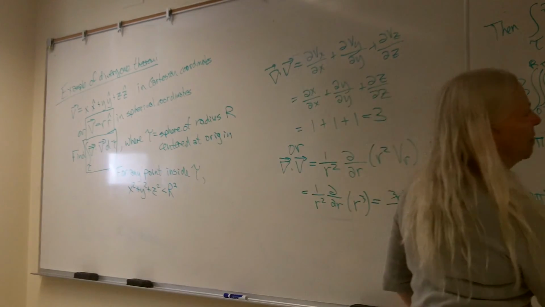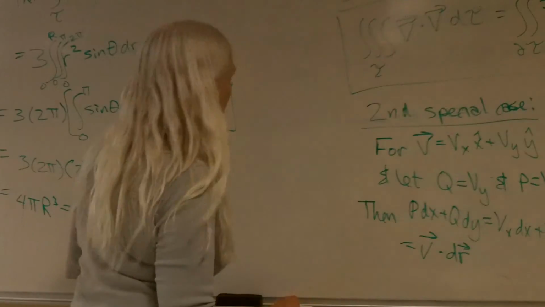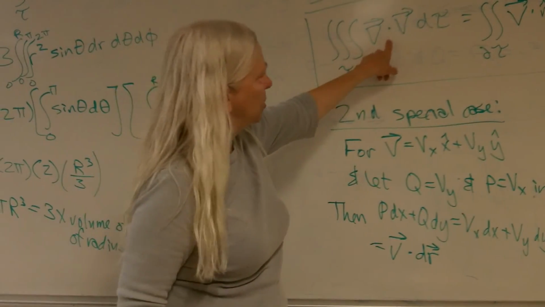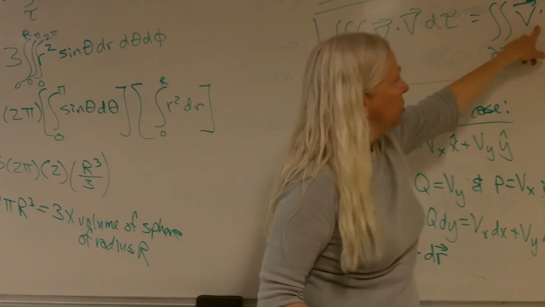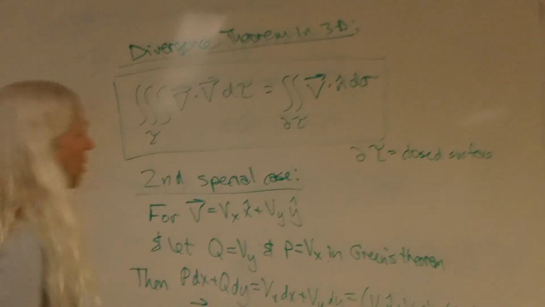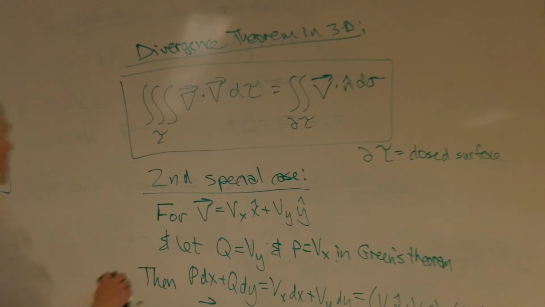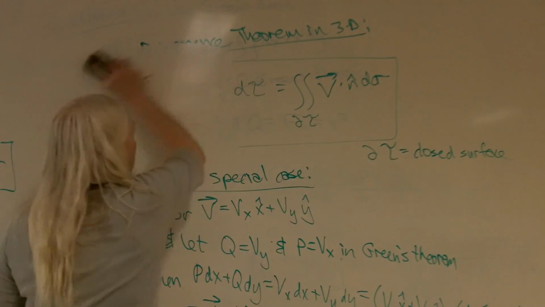We want to check the divergence theorem. So according to the divergence theorem, that integral, which we just evaluated, which is the left-hand side of the divergence theorem, should be equal to this integral, right? The one on the right-hand side of the divergence theorem. So let's calculate that one too, and see if they are equal.